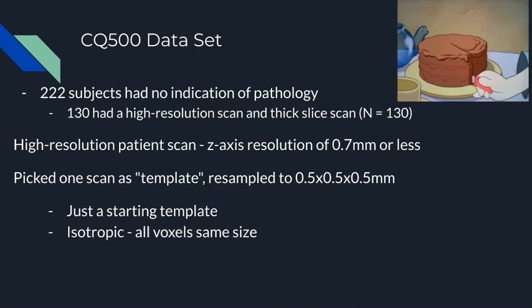Of that, 130 subjects had a high-resolution scan, which we defined as having a z-axis resolution of 0.7 mm or less, as well as a thick slice scan, which is commonly 5 mm in the z-axis. We chose a scan with the closest resolution to 0.5 mm³ as a baseline starting template. It was resampled to 0.5 mm³ so that the voxels, aka 3D pixels, were isotropic, the same size. We will show how after this initialization, an average of the population is used as the template.